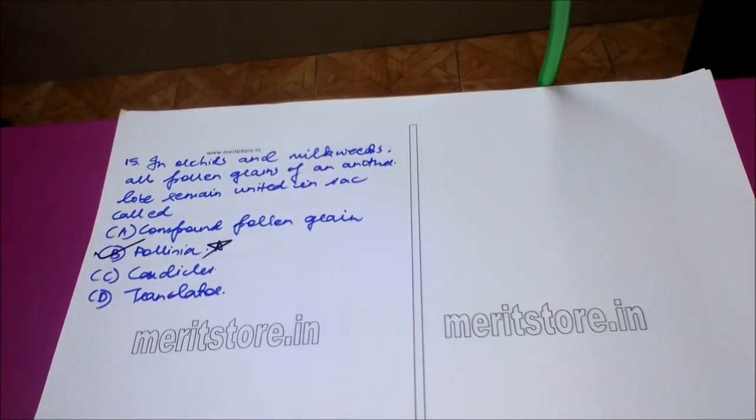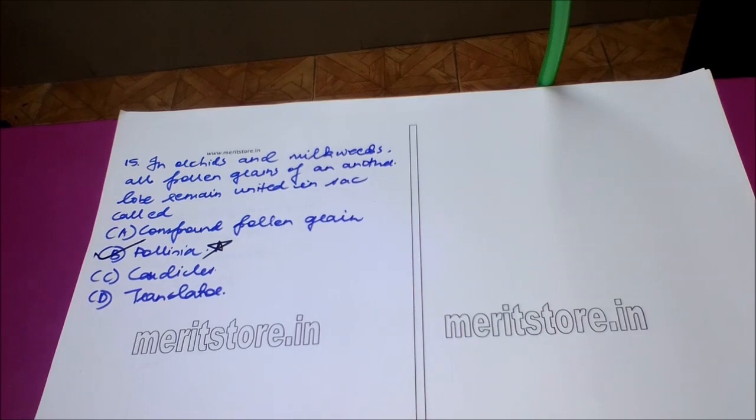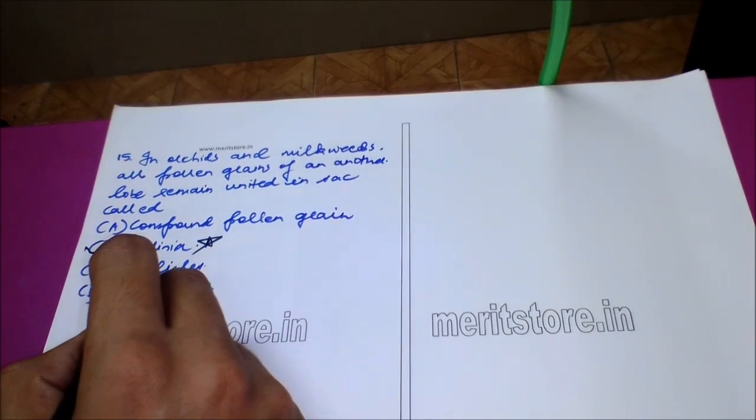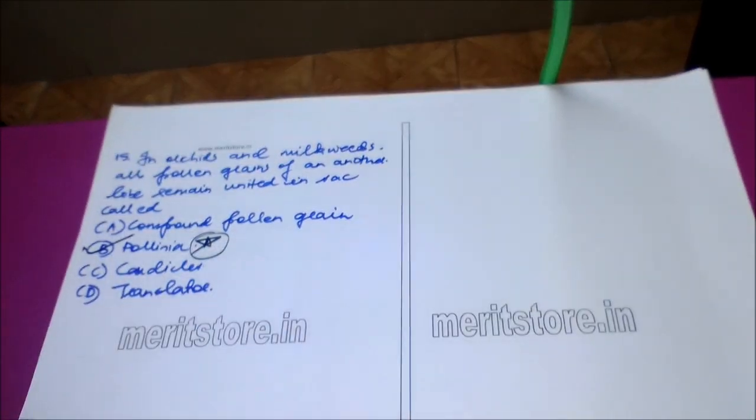Our next question is, in orchids and milkweeds, all pollen grains of an anther lobe remain united in a sac called option A, compound pollen grain, option B, pollinia, option C, caudicles, and option D, translator. The answer to this question is option B, which is pollinia, and it is important we remember this result.